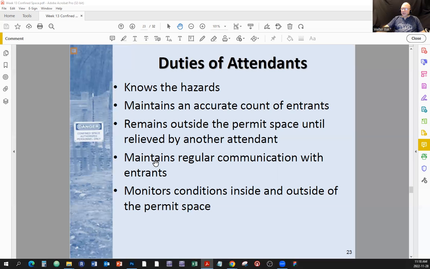The attendant maintains regular communication with the entrants. Entrants will be the people who enter the confined space. So maintains regular communications. I go back to that reality show, I think it was called Gold Rush, when they were looking for gold. There was one particular situation where somebody was going underwater, diving with a diver's suit, and there was a communication. You could tell that the person who was on top in the boat would constantly talk to the person who was under the water. It was not for entertainment.